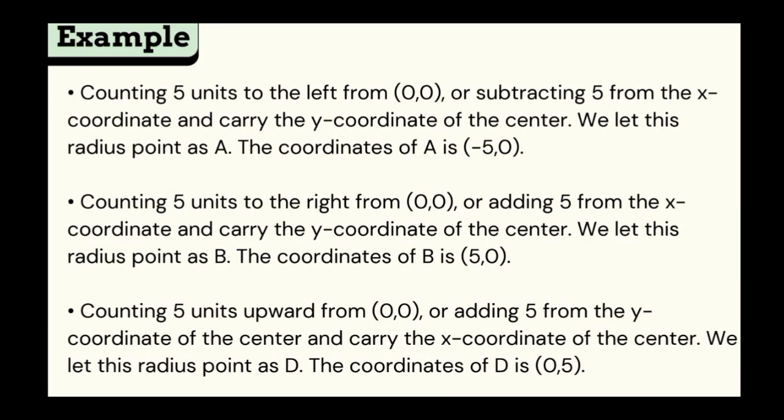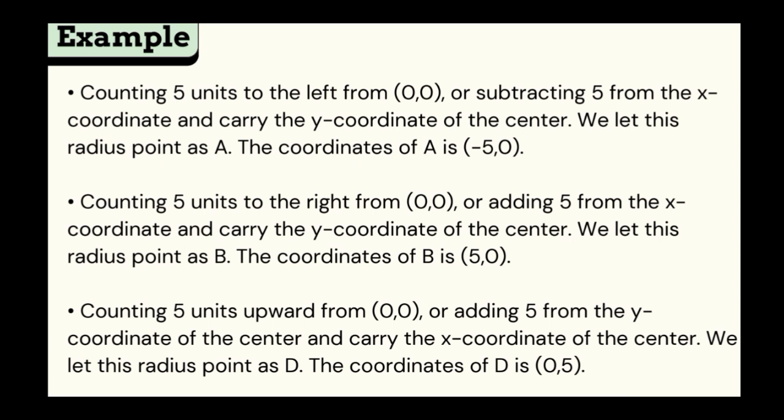counting 5 units to the left from point (0, 0), or subtracting 5 from the x coordinate and carrying the y coordinate of the center. We let this radius point be A. The coordinates of A is (negative 5, 0). Next, counting 5 units to the right from (0, 0), or adding 5 to the x coordinate and carrying the y coordinate of the center. We let this radius point be B. The coordinates of B is (5, 0).